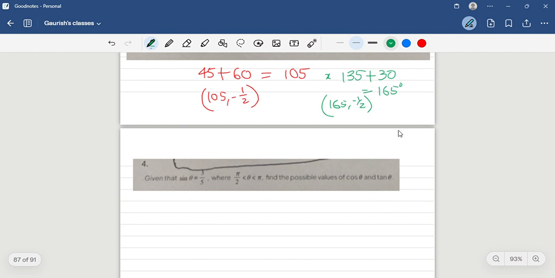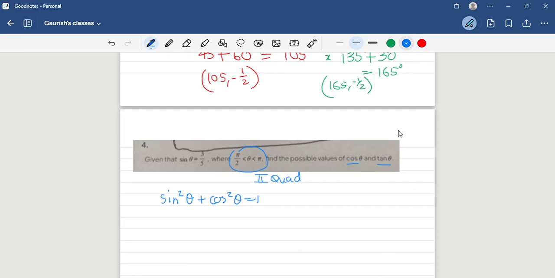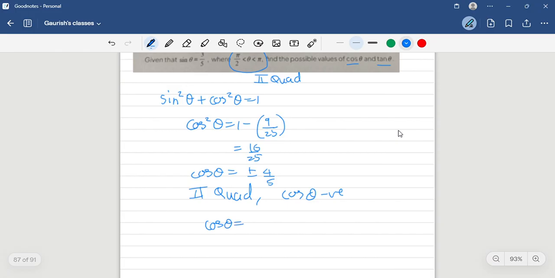Then over here, this was another question that you had put up: sine theta is equal to 3 over 5. Find the possible values of cos theta and tan theta. And they've given this quadrant, which means it is in the second quadrant. So as it is in the second quadrant, what we can use is sine square theta plus cos square theta is 1. So cos square theta will be equal to 1 minus sine square theta, which is 9 over 25. That gives us 16 over 25, so cos theta will be equal to plus or minus 4 over 5, right? But as it is in the second quadrant, cos theta is negative, so I'll get cos theta is equal to minus 4 over 5.